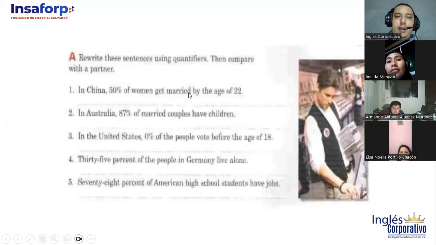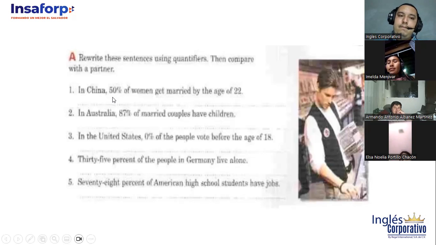How can we rewrite this sentence? A woman. Get married by the age of 22 years old. Oh, no. No, Armando. Women get married. No, we are talking about the 50%. Many.